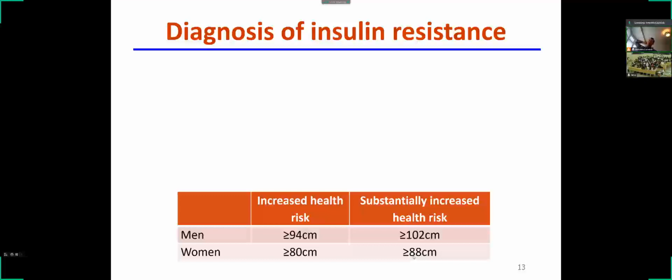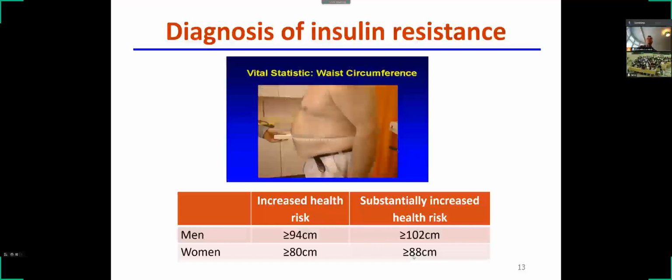What is a diagnosis of insulin resistance? How do you diagnose it? A very simple statistical way was to measure waist circumference. So in men, you started to have an increased health risk at greater than 94 centimeters, and then a substantially increased health risk at over 102 centimeters. For women, this statistic is slightly less, at 80 and significant at 88.